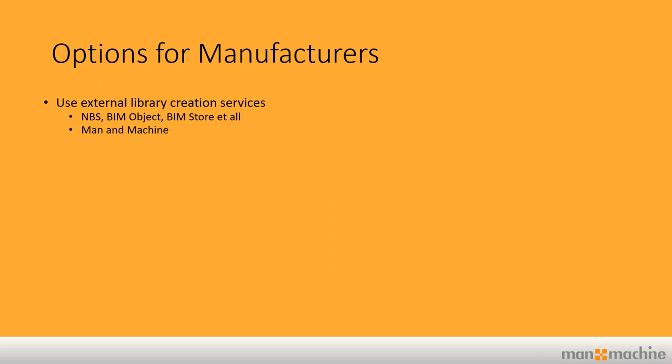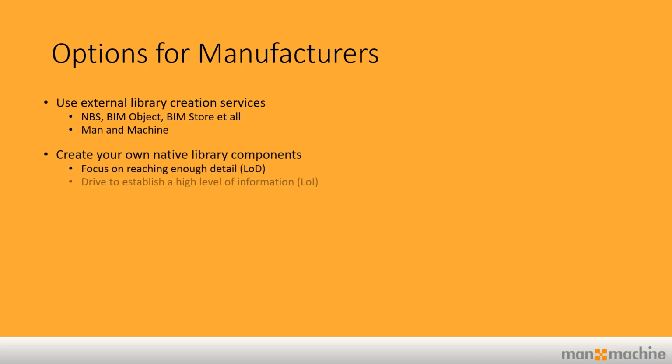So a lot of people will go and use a third party to generate the objects for them with the detail levels and the information as defined. But actually what more and more manufacturers are starting to do is create their own. Because again, the process isn't difficult. The biggest part of it is really understanding the standards in detail so that they know what they need to do from a detail perspective, what they need to do from an information perspective, and what properties and naming conventions they need to follow. Essentially, you need to focus on reaching enough detail, not too high, not too low.